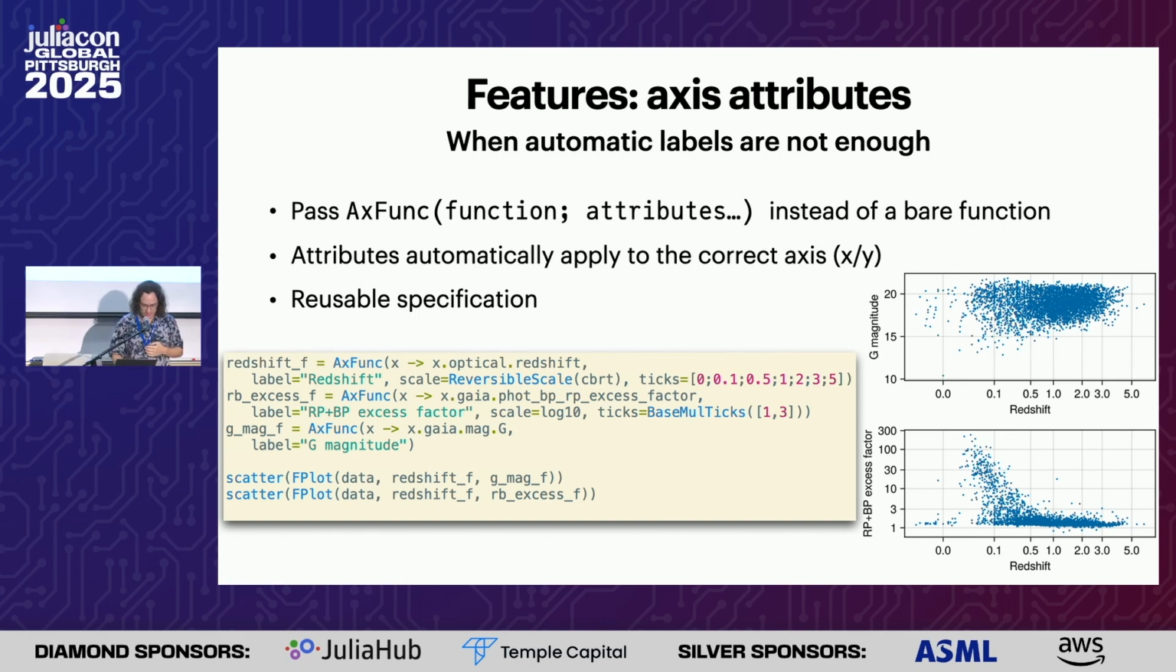You can just create... Oh, I guess it's easier to show like this. You can create so-called X functions. Also, naming can be made better. And in addition to the function itself, you can pass arbitrary axis attributes: labels, scales, ticks. I think these are the most common, but anything works.